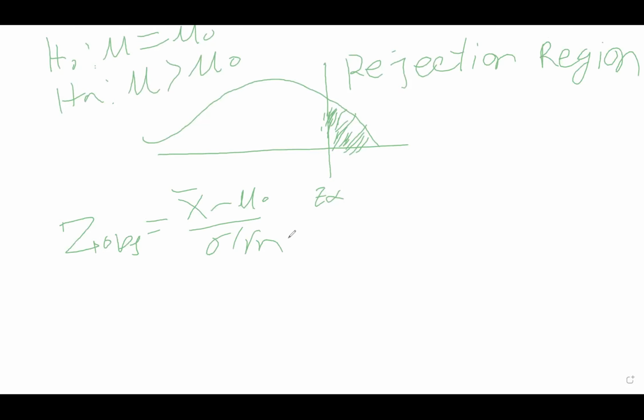Okay. So what is the area of this region? Can anyone tell me what is the area of this region? So what is the area of this part, the shaded region? Anyone? How do we calculate Z alpha? Based on the area alpha, right? So what is the area of this region?